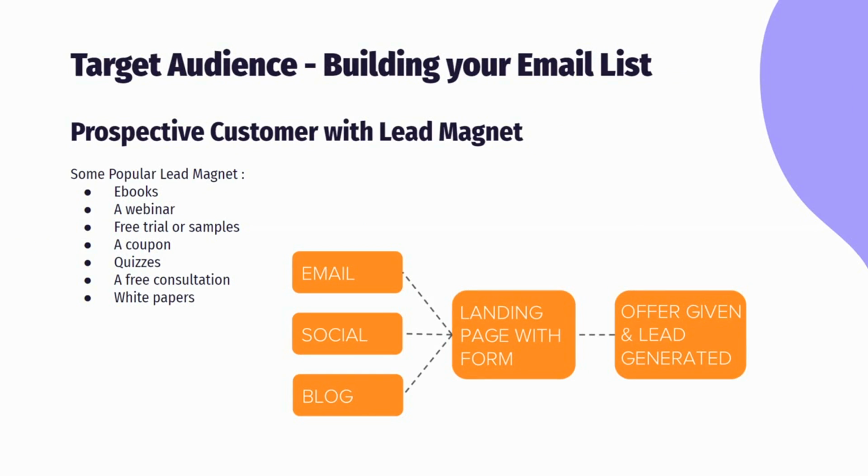So the first step in email marketing is to create a target audience, building your email list. So what exactly does this mean? This means to create your prospective customers. The first step is to create a lead magnet. Now what exactly is a lead magnet? As you can see in the diagram, there are three lead magnet sources, which can be email, socials or blog, which are connected to a landing page form which ultimately provides you some leads.